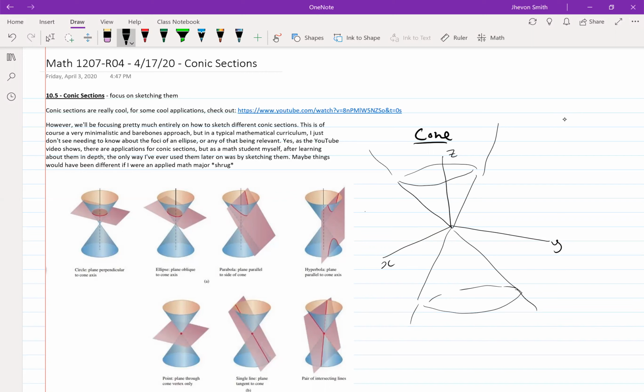Now, it turns out you can take a plane and you can actually slice through this thing and achieve certain kinds of curves in the cross section. So as you can see over here, there are examples of us slicing through the cone with a plane, which is a flat 2-dimensional sheet, which has, well, it's not exactly correct to use the word slope here, but it has the same slope over every point.